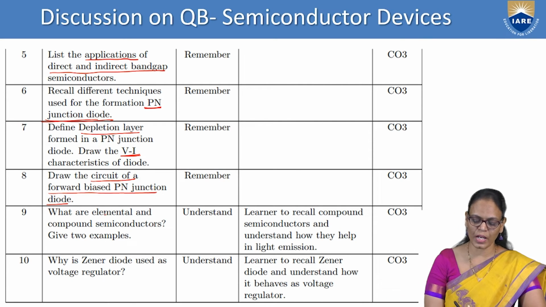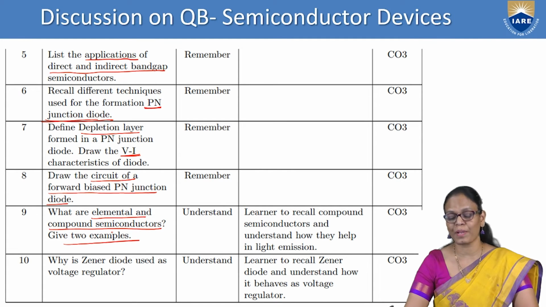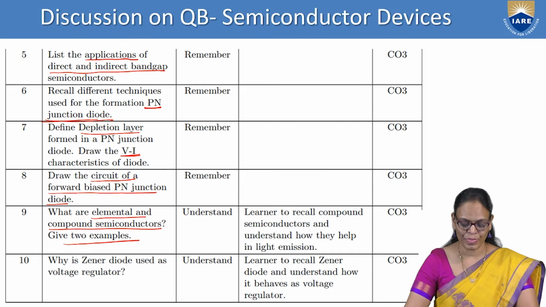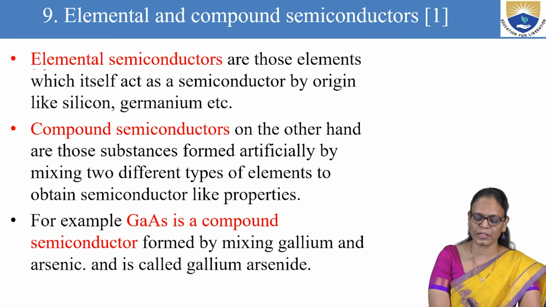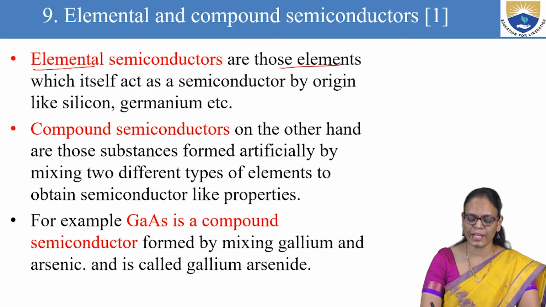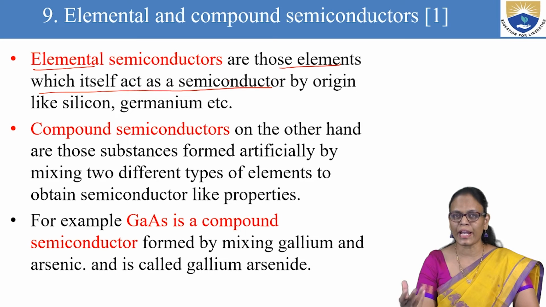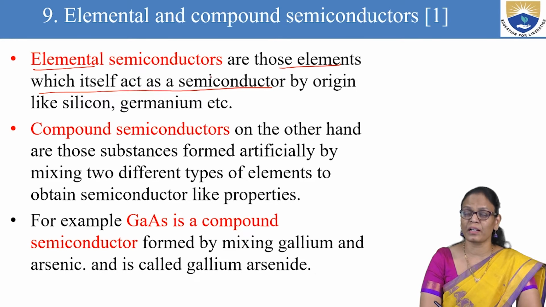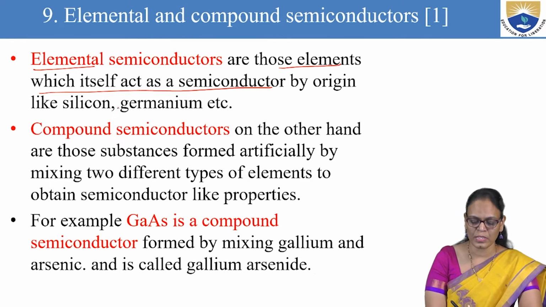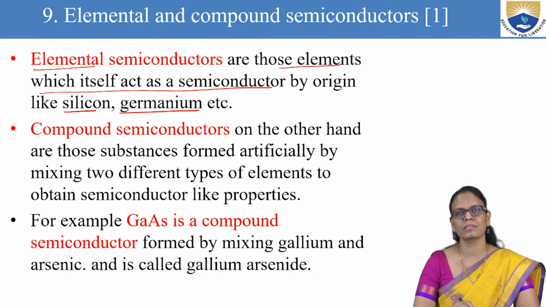Now the next question, what are elemental and compound semiconductors? Give examples. So we have to explain what elemental semiconductors are and what compound semiconductors are, and give examples also. Elemental semiconductors are those elements which by themselves act as a semiconductor. You take an element and that itself will act as a semiconductor, then you call it elemental. In other words, it is in the pure form. Silicon and germanium are the best examples of elemental semiconductors.